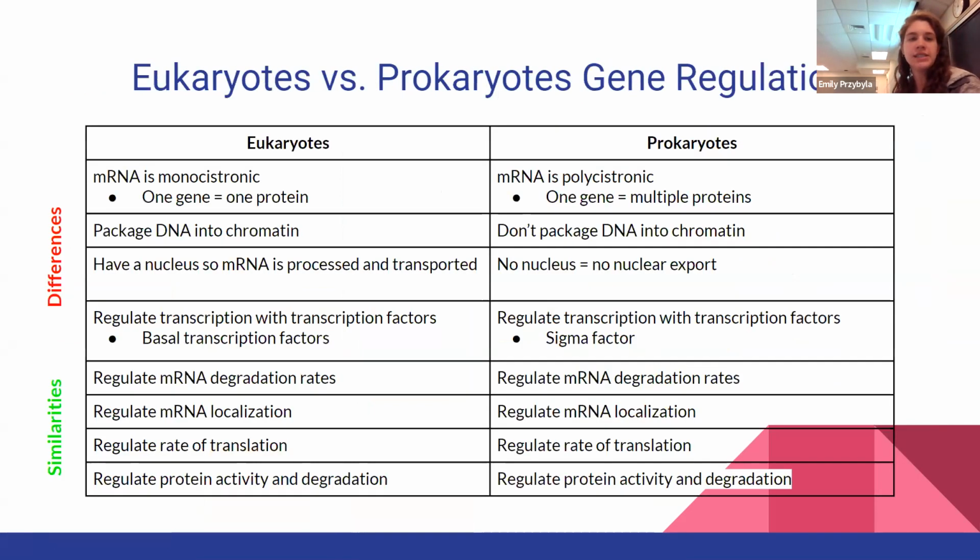It's just a comparison. So here's some similarities and differences. So in eukaryotes, your mRNA makes one protein versus prokaryotes, where mRNA is polycistronic, which means one mRNA can make multiple proteins, like an operon, right? And then another difference is that DNA is packaged in eukaryotes, not in prokaryotes. No nuclear export in prokaryotes. And then your transcription factors in eukaryotes are basal transcription factors, and prokaryotes have the sigma factor, which is the lima bean, which is one of my favorite proteins. Sigma 70 is a big one. And then there's all the similarities. I'm not going to keep reading this off. You can see the chart.